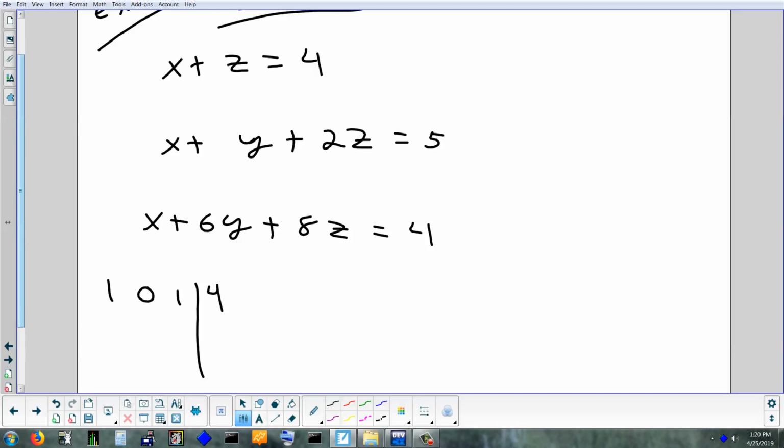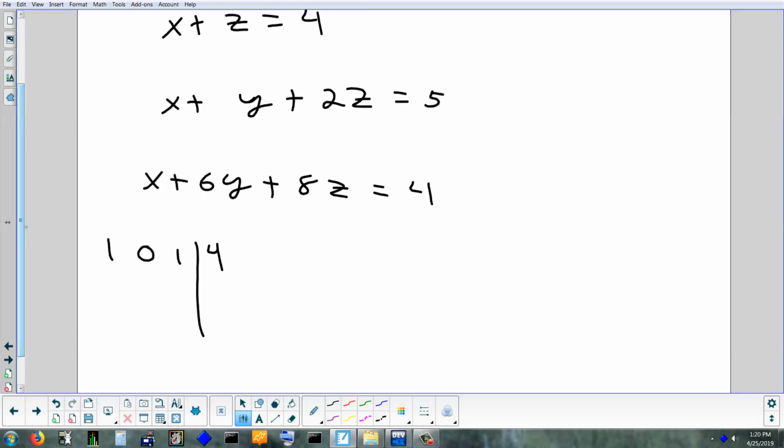So now, what would I put for my numbers in the second row? Yep. 1, 1, 2, 5. All right. And what about my numbers in the third row? Yeah. 1, 6, 8, 4. Now, could I have multiplied everything in row 3 by a half? I could, but then I would have half, 3, 4, 2. I mean, half isn't that bad, but if I don't need fractions, I'm going to try to avoid them for now.